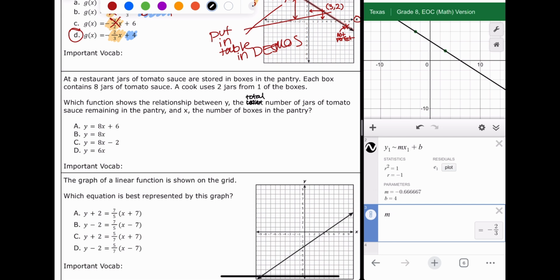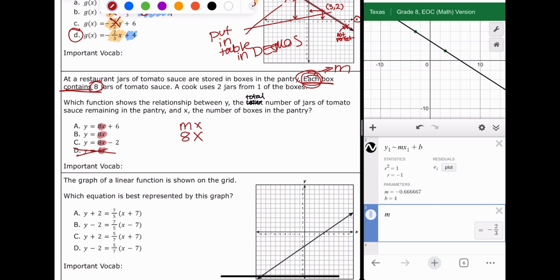Here we have 3 numbers, okay? We have each box contains 8. Remember, when I see the word each, I need to think m, okay? So let me go ahead and check. Remember, m is always with x, so if each means m, 8 is with x. So let's go to 8x, 8x, 8x, 6x. So I know D can't be my answer, okay?